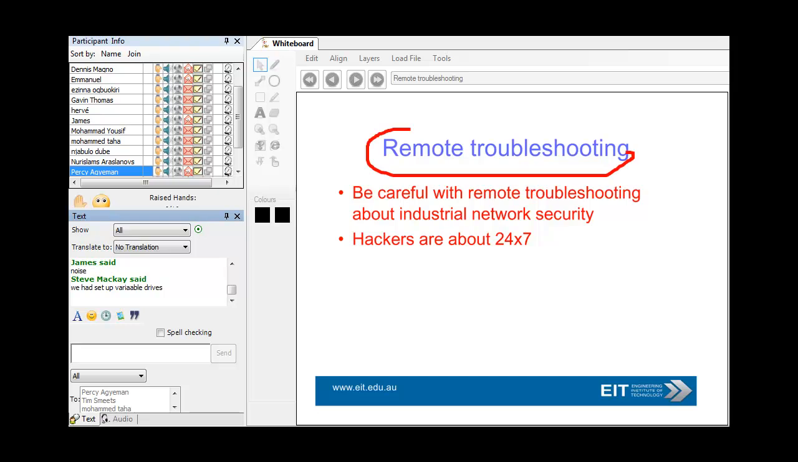Just a few little problems. Remote troubleshooting: watch out for network security, hackers about 24/7. If you're ever troubleshooting remotely, and we've been troubleshooting remotely for 30 years now, guys like Honeywell have been logging into systems with modems, not through the internet, 25 years ago, logging in and making changes. But today, with the internet, it's a lot easier to get into a system.